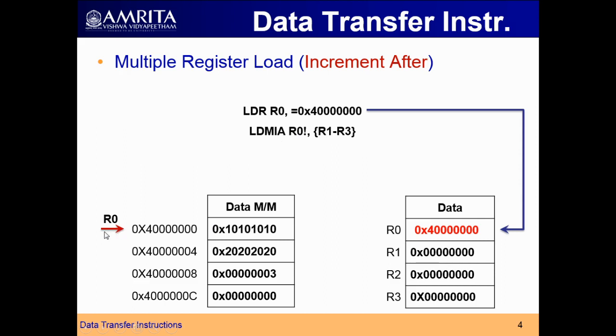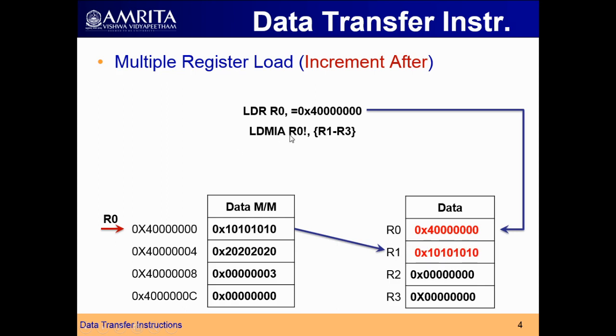What is the address location pointed by R0? 400. What is the content of this? 101010. This content will be moved on to the first register, which is R1. So this content will be moved on to R1, and R1's content will be overwritten with this data.